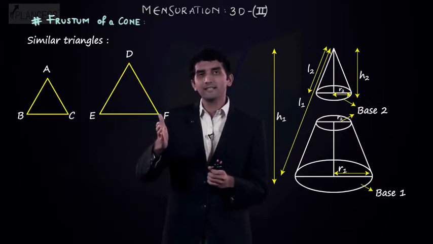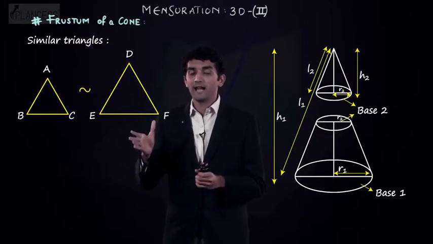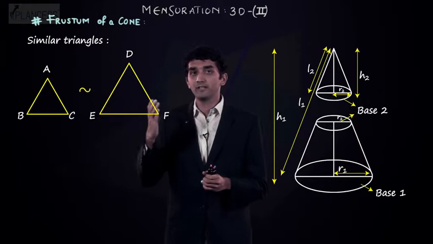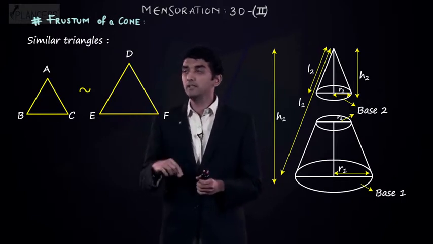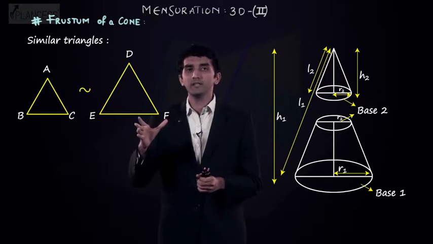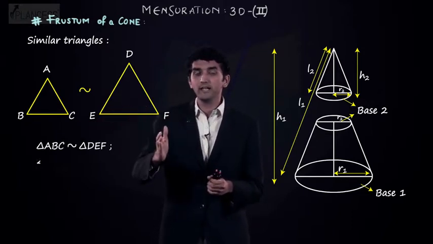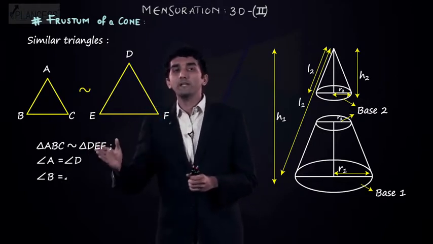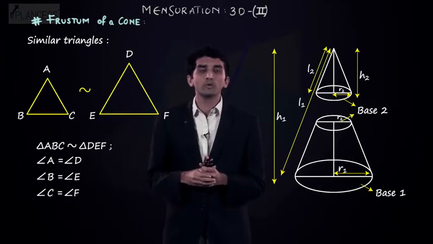similar to triangle DEF, this is the symbol that we use for similarity. As for congruency, we used to use another kind of symbol where there used to be an equality sign as well. But for similarity, this is the symbol. And if two triangles are similar, you will notice that if I say ABC is similar to DEF, then angle A has to be equal to angle D, angle B has to be equal to angle E, and angle C has to be equal to angle F.